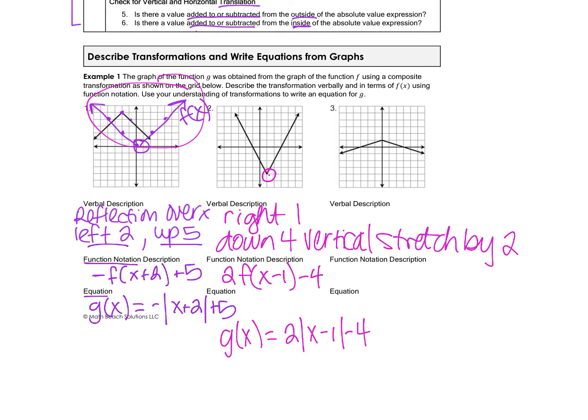Okay, so let's take a look at 3. I'm going to have to do some erasing here. Always comparing to your parent function. Notice it's opening down, so we know there's going to be a reflection.